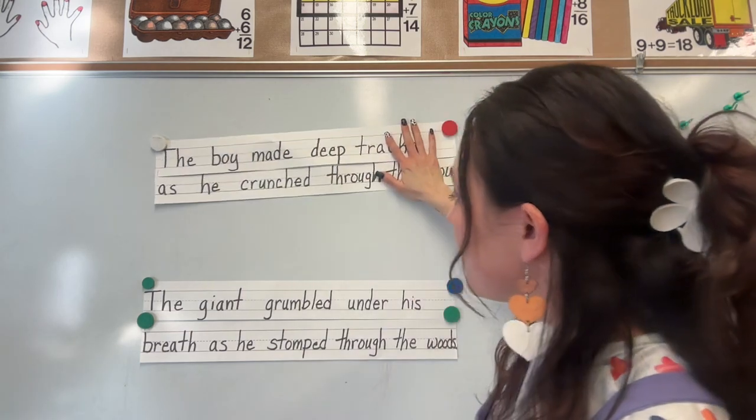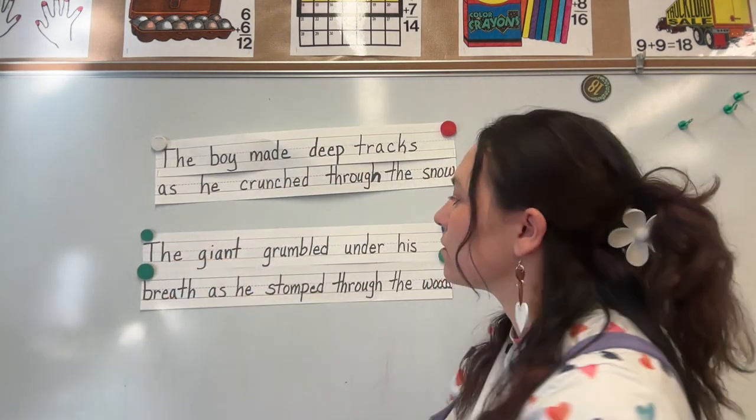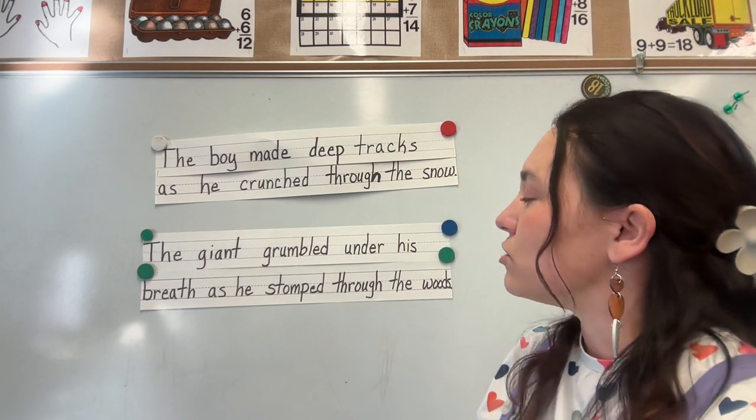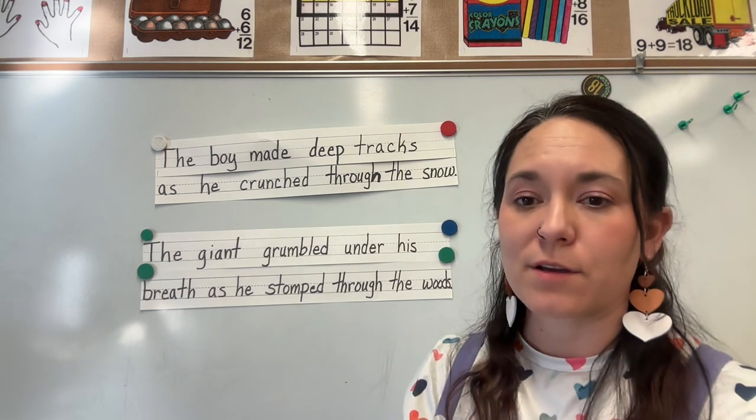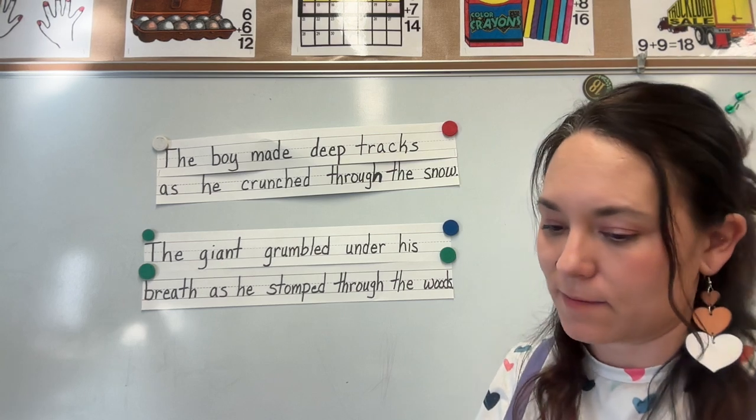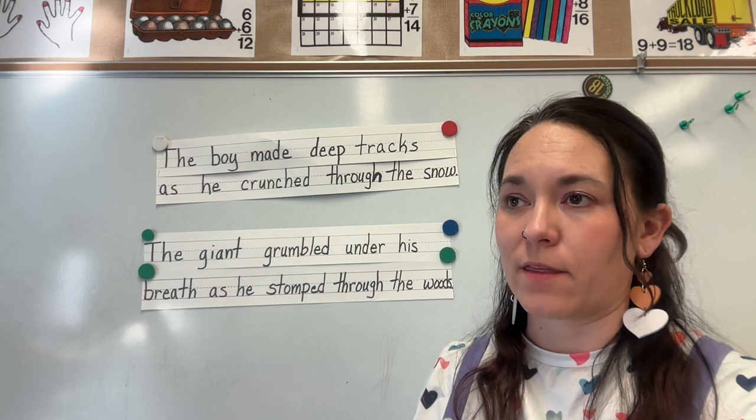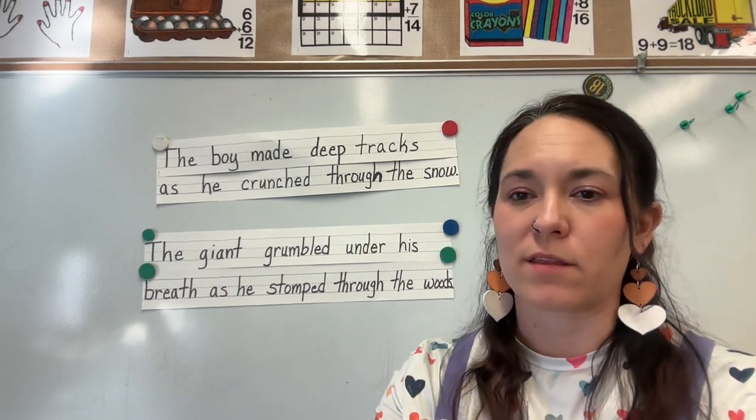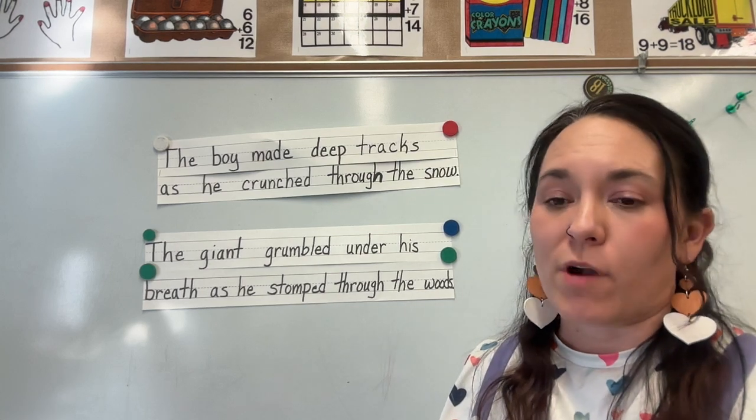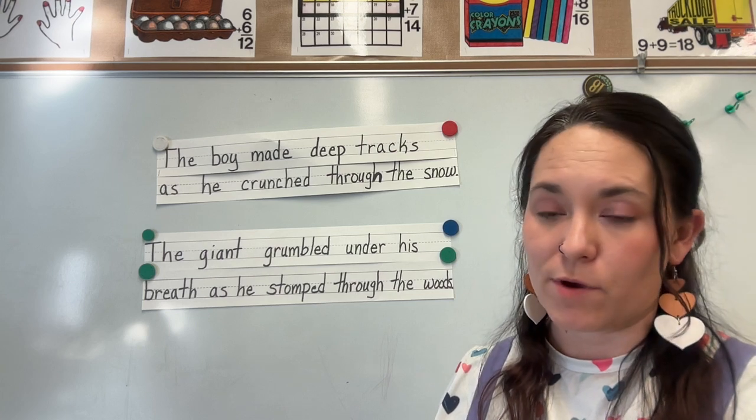Then we have, the giant grumbled under his breath as he stomped through the woods. Looking at this sentence, what does grumbled mean? So he's grumbling under his breath. When somebody grumbles under their breath, it's like, oh, I don't like this. So we're taking grumbling as meaning that he's not very happy as he's stomping through the woods.